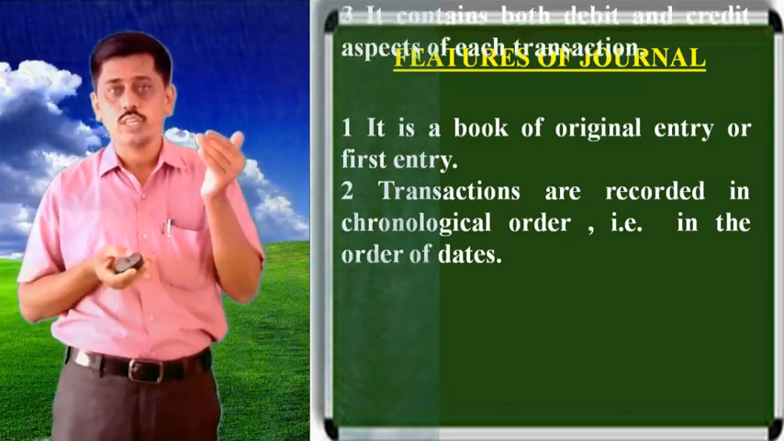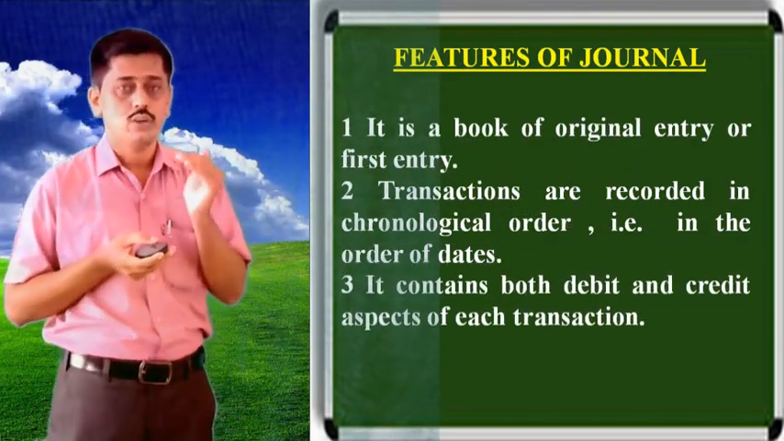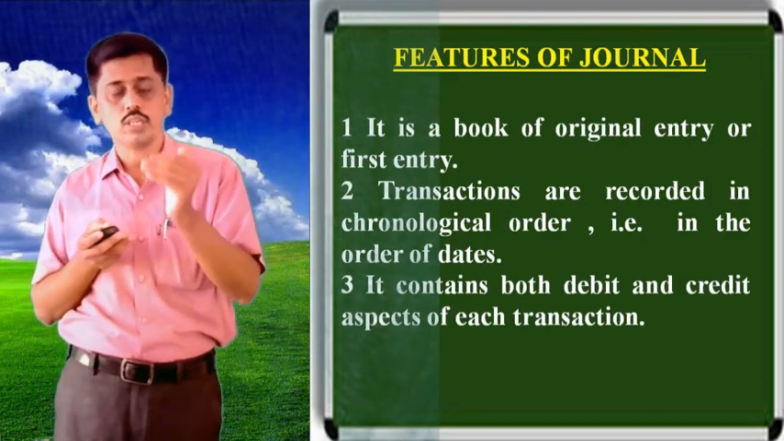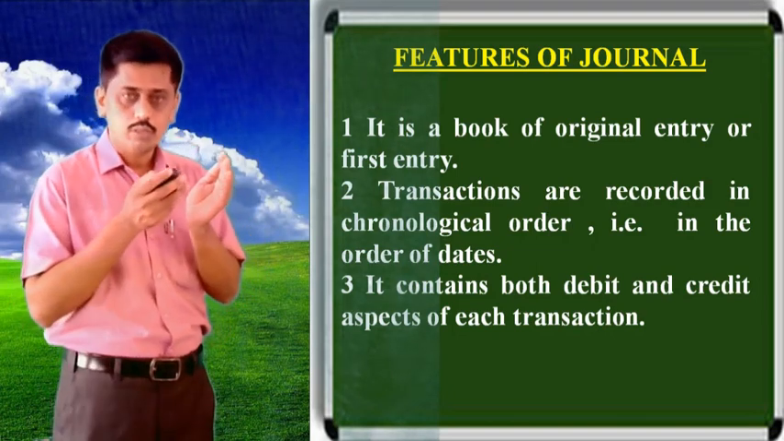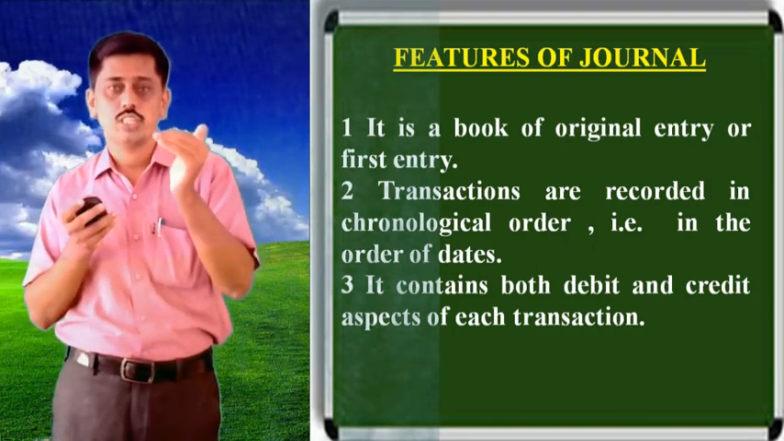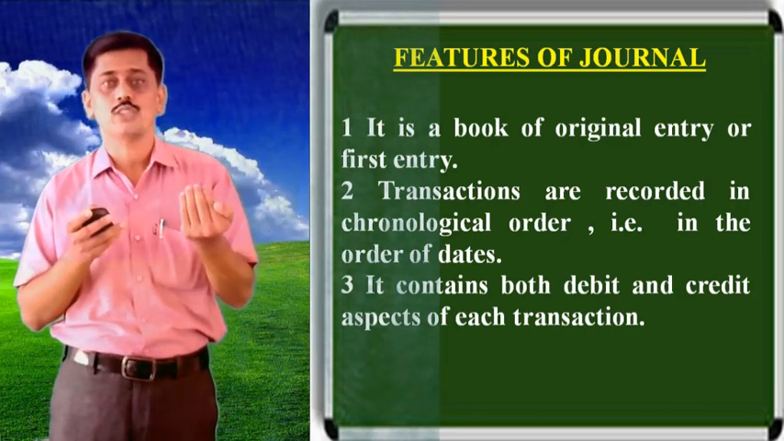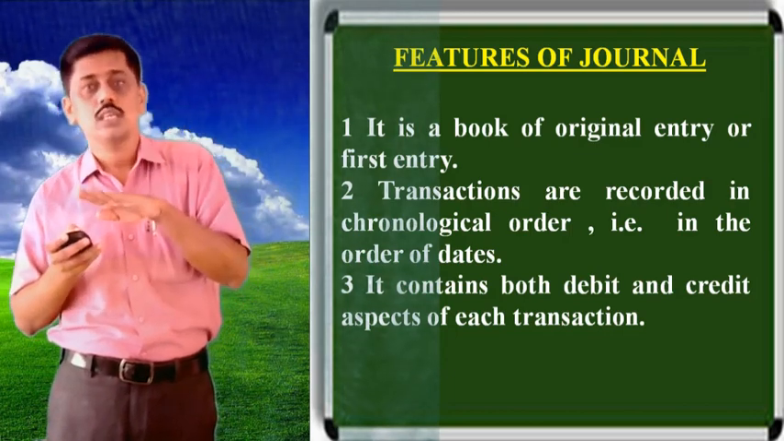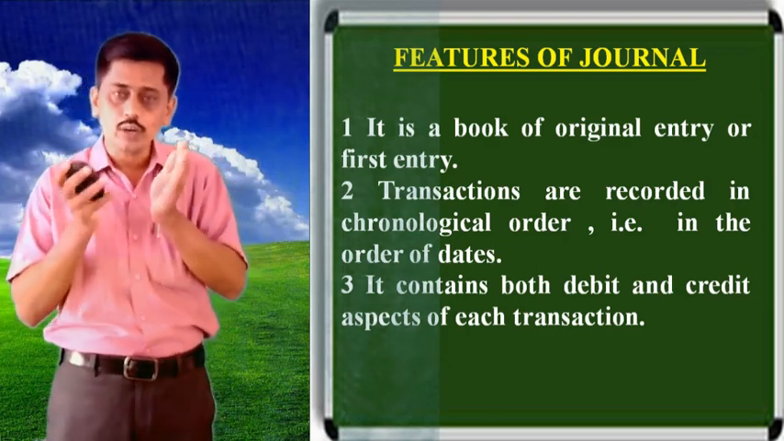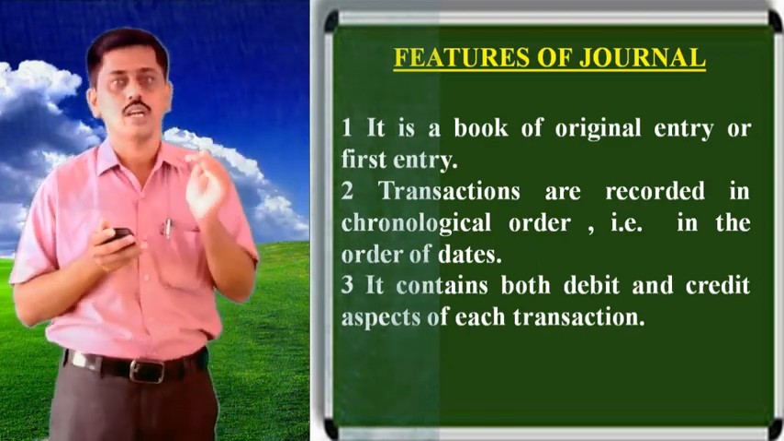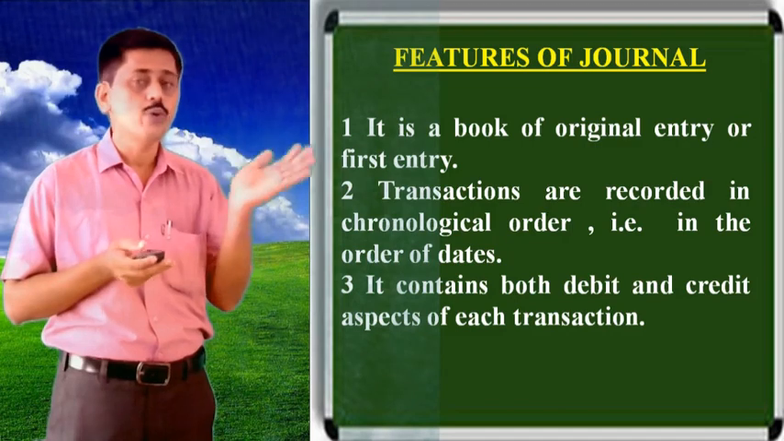And one more feature is that it contains both debit and credit aspects of each transaction. ಪ್ರತಿಯೊಂದು ಟ್ರಾನ್ಸಾಕ್ಷನ್ ಡೆಬಿಟ್ ಆಸ್ಪೆಕ್ಟ್ ಮತ್ತೆ ಕ್ರೆಡಿಟ್ ಆಸ್ಪೆಕ್ಟ್ ಎರಡನ್ನೂ ಕೂಡ ಇದು ಬರೆದಿರ್ತದೆ. Every business transaction involves two aspects: one is the benefit receiving aspect and the other is the benefit giving aspect, technically called the debit aspect and the credit aspect. Both aspects are recorded in the journal, so it contains both debit and credit aspects of each and every transaction.